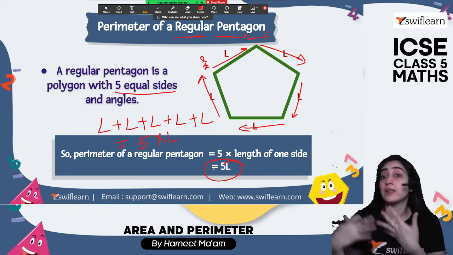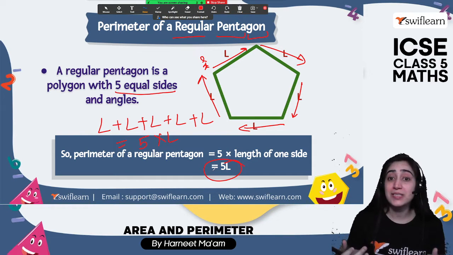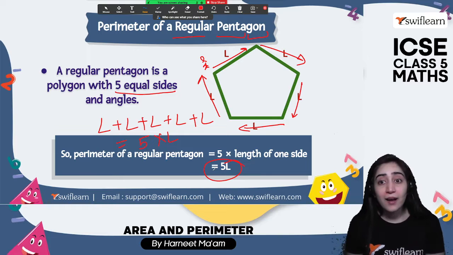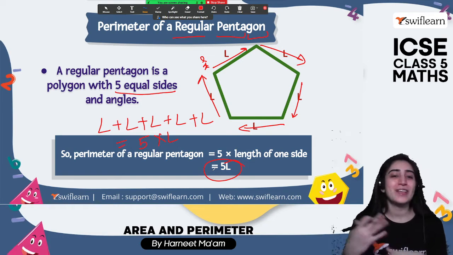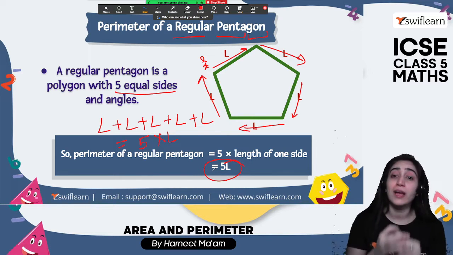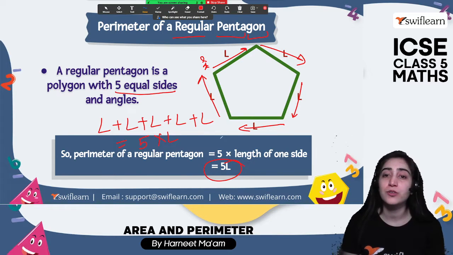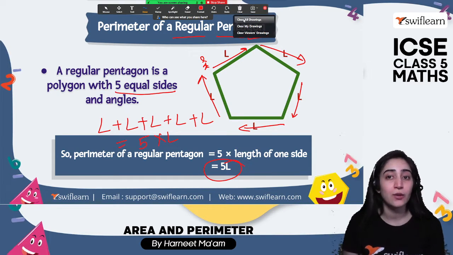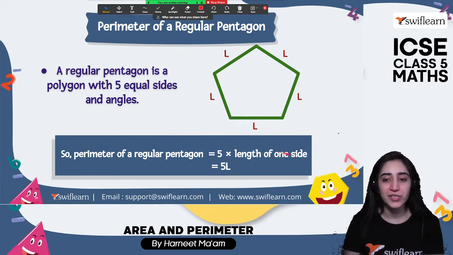And if the figure is a hexagon, that means you'll multiply it by 6, so 6L. If it is a decagon, it will be 10L. Right? So it's as simple as that. If it's a generalized form, a regular shape with all the sides equal, you just need to multiply with the number of sides. You'll get the perimeter.